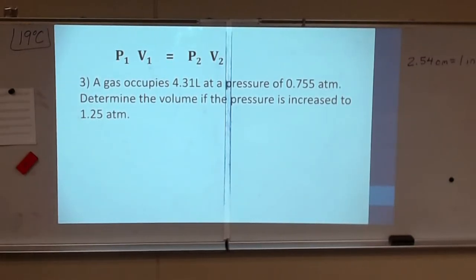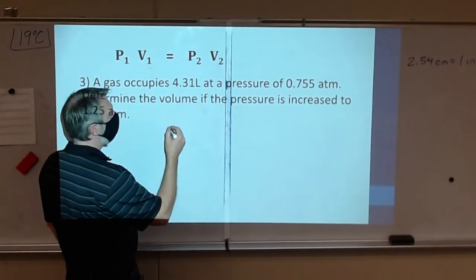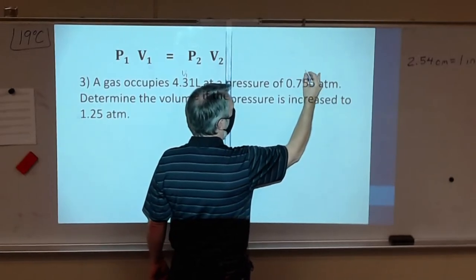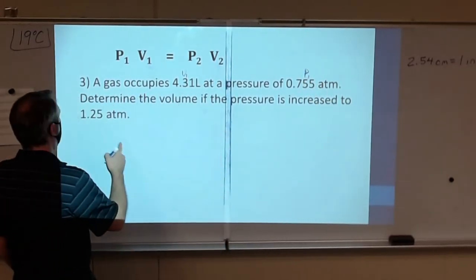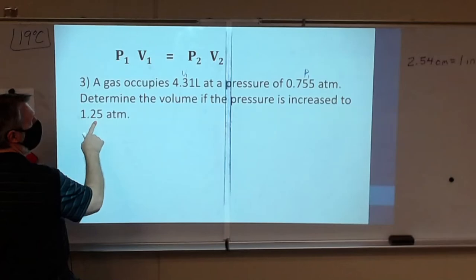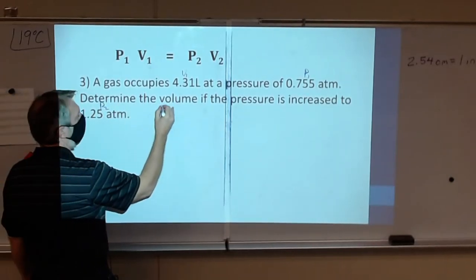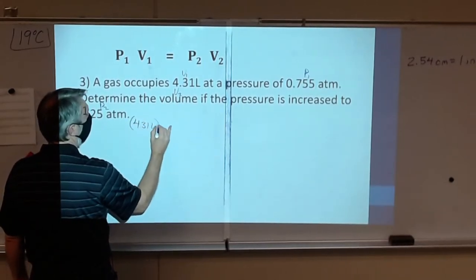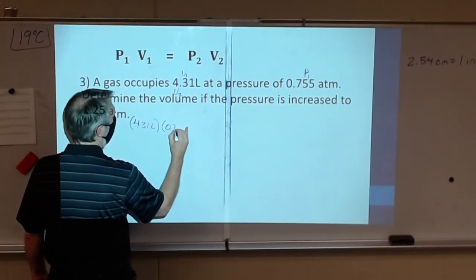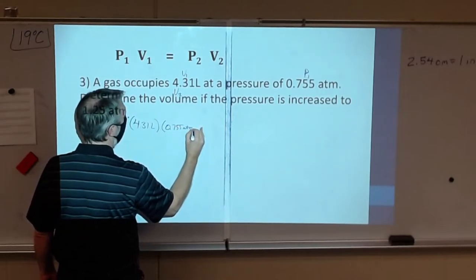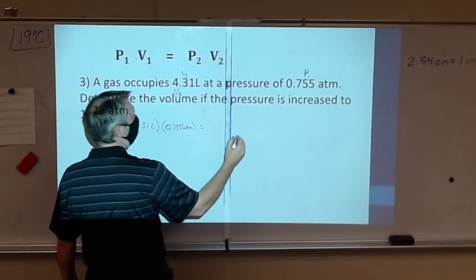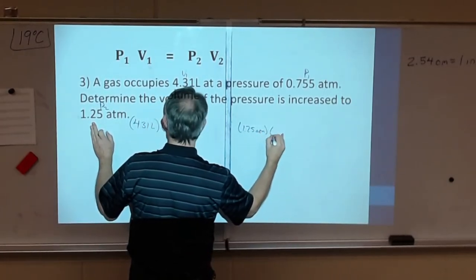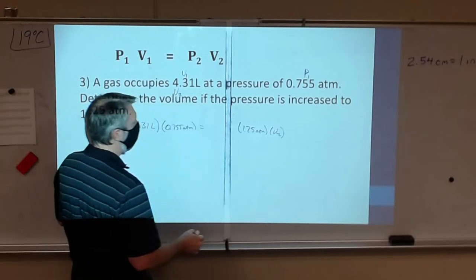So 4.31 is what? V1, and 0.755 is P1, and 1.25 is P2, and so I'm trying to find V2. So 4.31 liters times 0.755 ATM equals 1.25 ATM times V2.